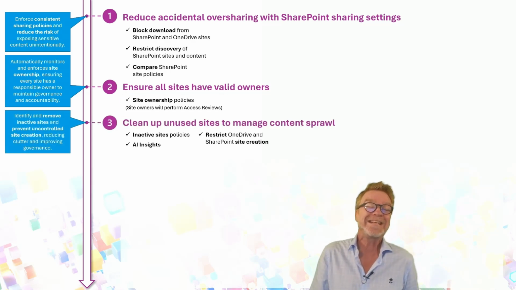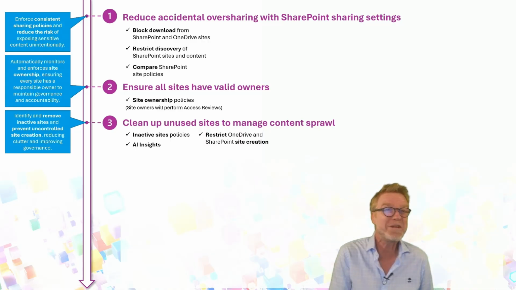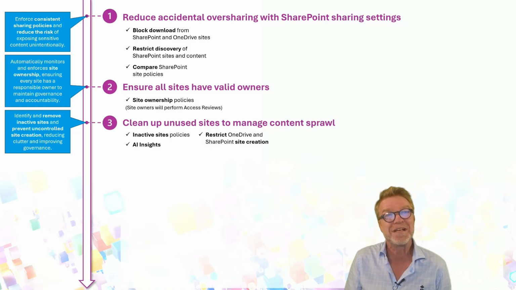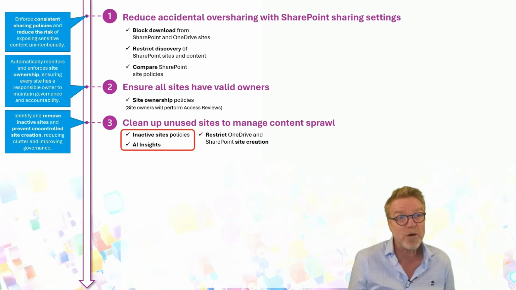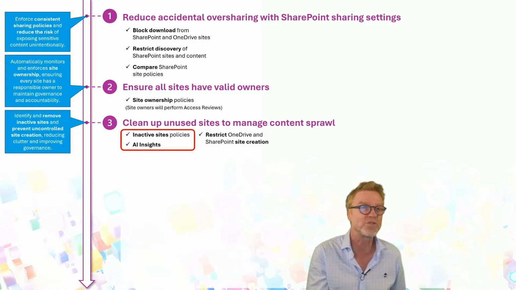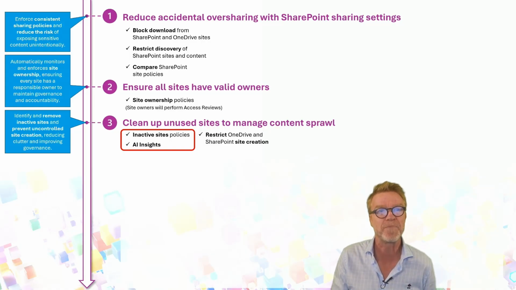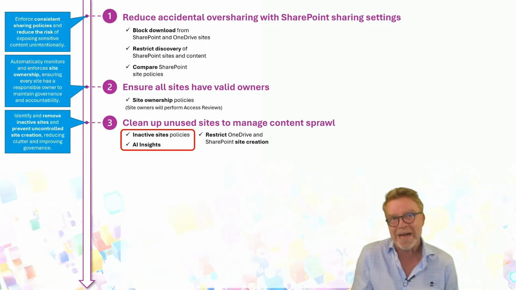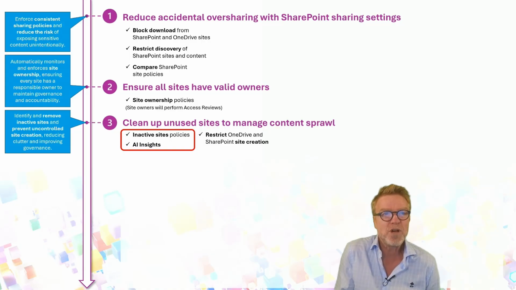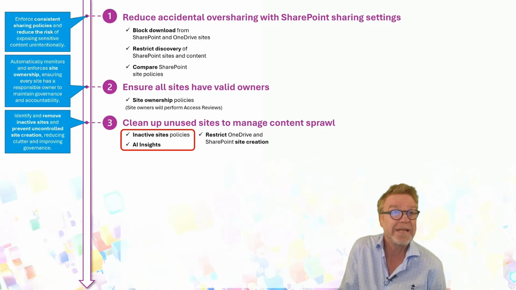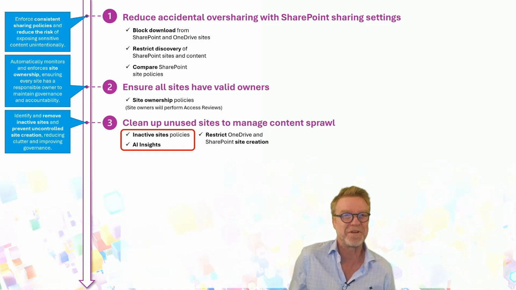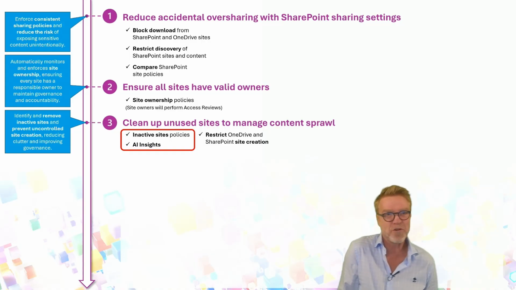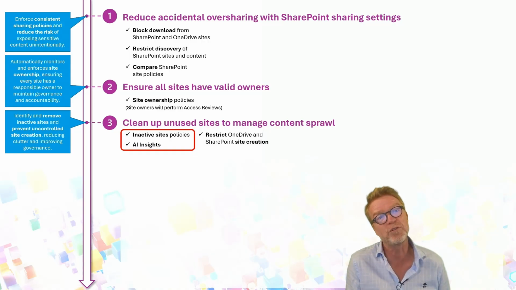Then the next thing that you will want to do is clean up unused sites to manage content sprawl. I already discussed that a little bit, and there we also have tooling. One of them is, of course, the inactive sites policy. It's a policy that you activate, and once you have activated it, you'll get an overview of all sites that are inactive. You get to see what sites are really inactive, and that's typically where you need to take action.